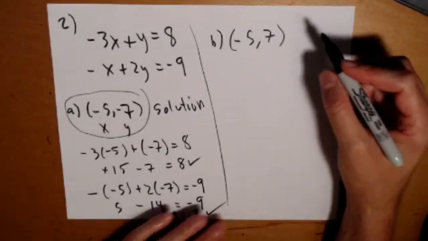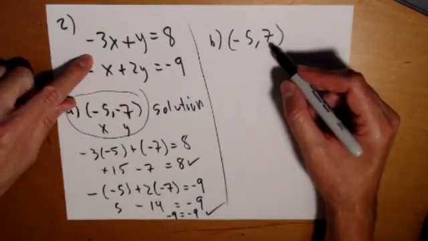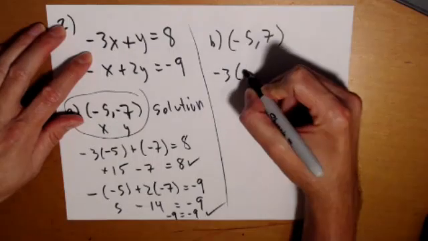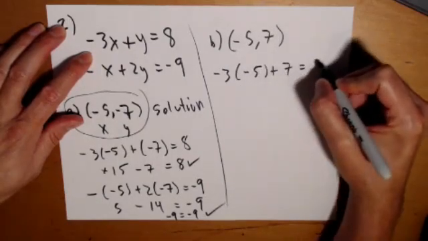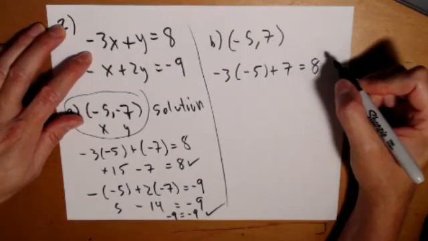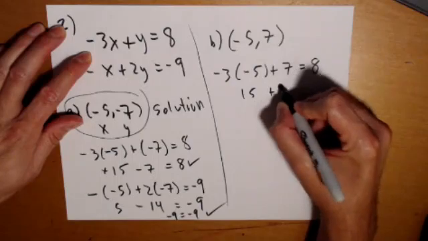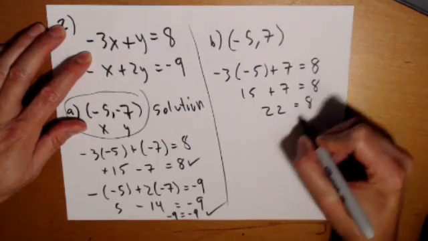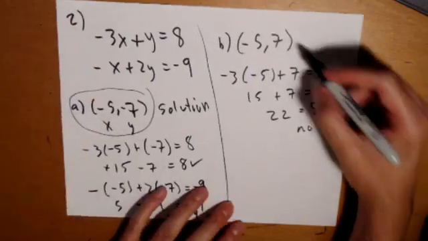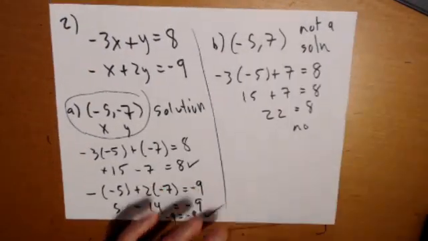Okay, so let's try it again. Well, we know negative 5, positive 7. Okay, so let's plug it in. So negative 3, negative 5 for x, plus 7 equals 8. 15, negative times negative is positive, plus 7. Does that equal 8? Does 22 equal 8? No. So this is not a solution.